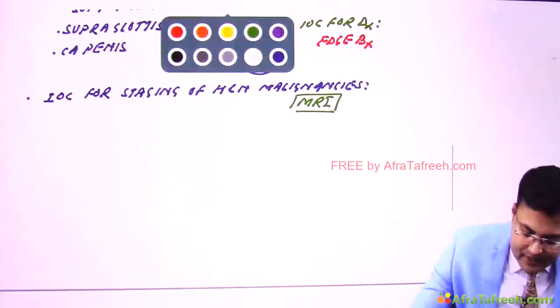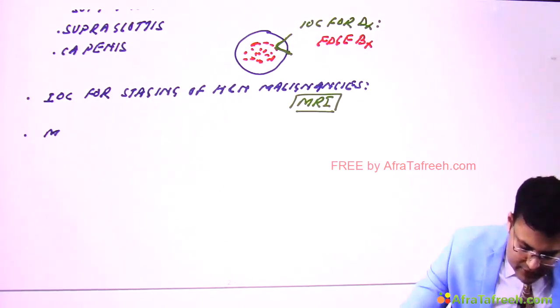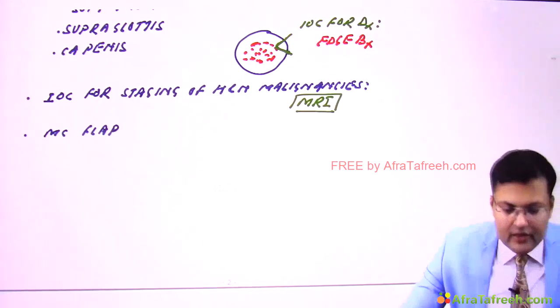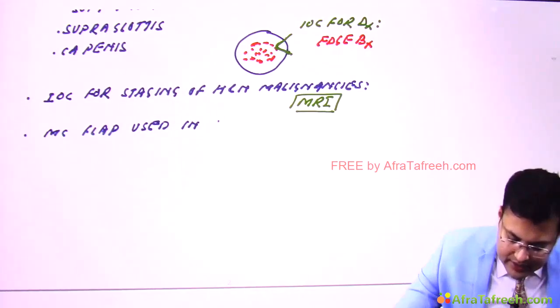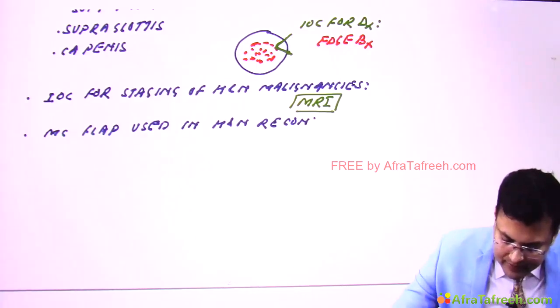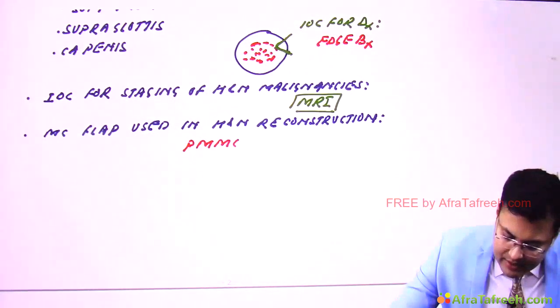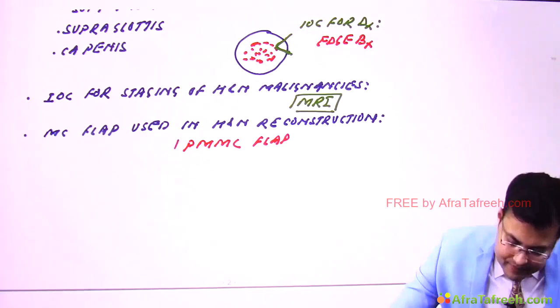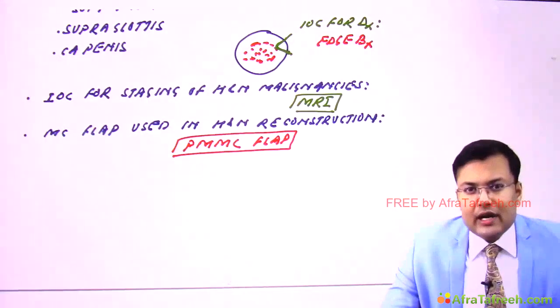What is the full form? Pectoralis major myocutaneous flap. So important question, what's the most common flap used in head and neck reconstruction? Clear? And this is PMMC flap, pectoralis major myocutaneous flap, and it is based on pectoral branches of thoracoacromial vessels.